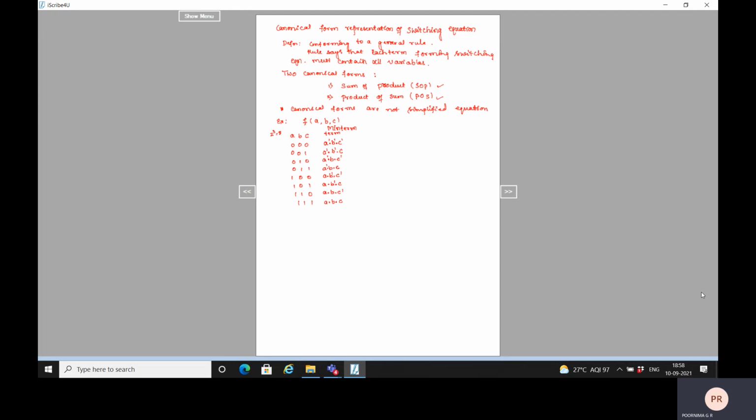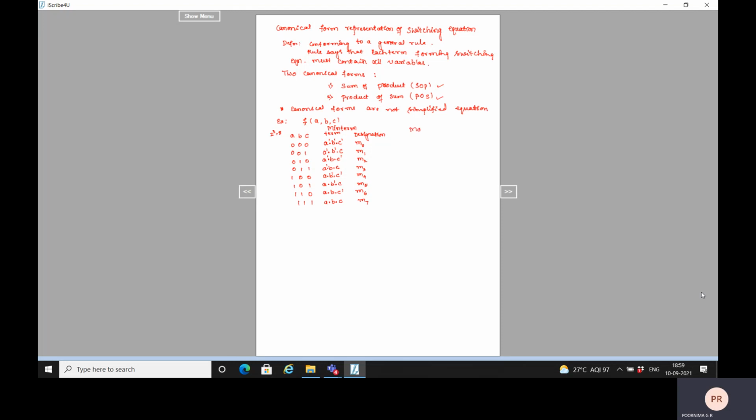So the designation for each min term, how do we do it? It is using a small letter m. Wherever A bar, B bar, C bar, it will be represented through the notation m0, and the subsequent min terms as m1, m2, m3, m4, m5, m6, m7.